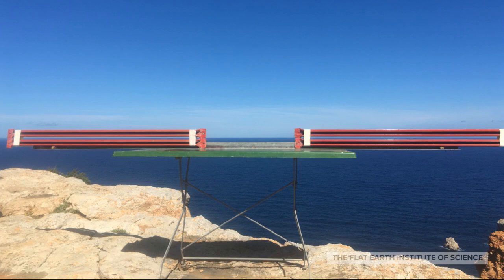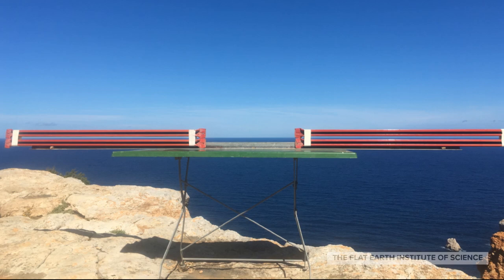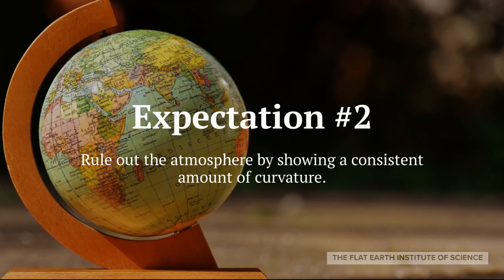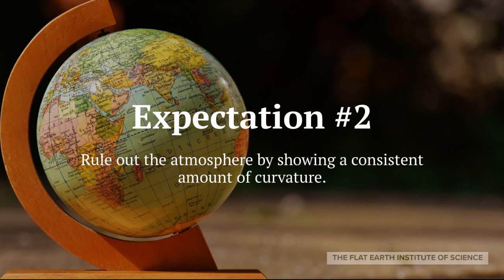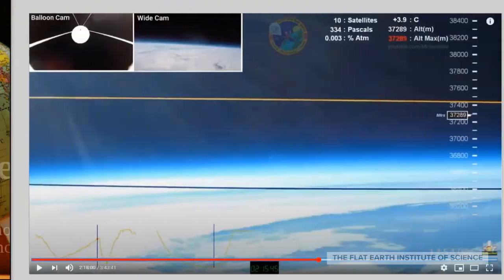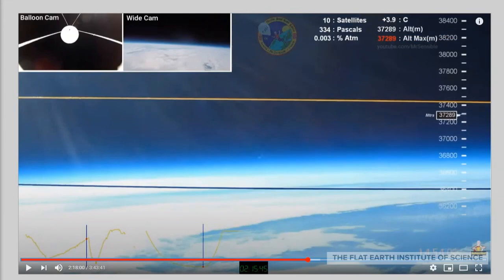Notice here how MC Toon also had a means of ruling out lens distortion. However, he failed when it came to meeting the second expectation. To be clear, expectation number 2 was to rule out the atmosphere by showing a consistent amount of curvature. Let's see how Mr. Sensible did at fulfilling this expectation.